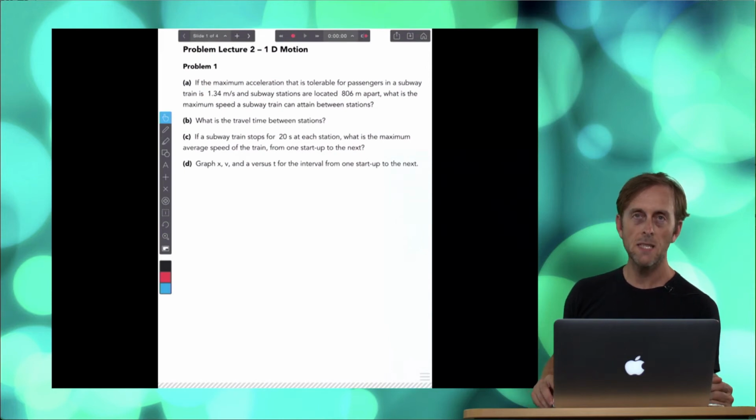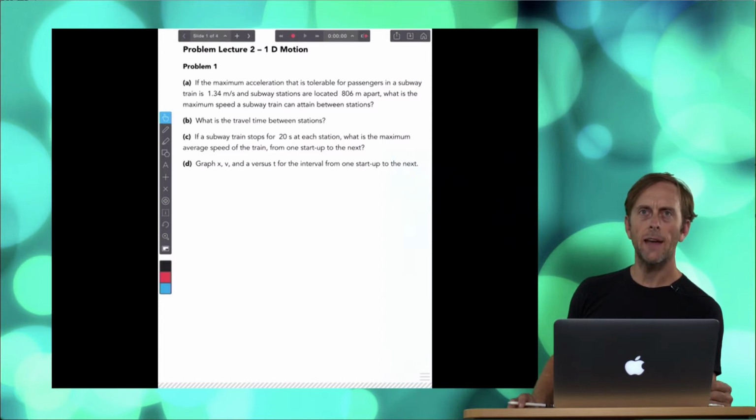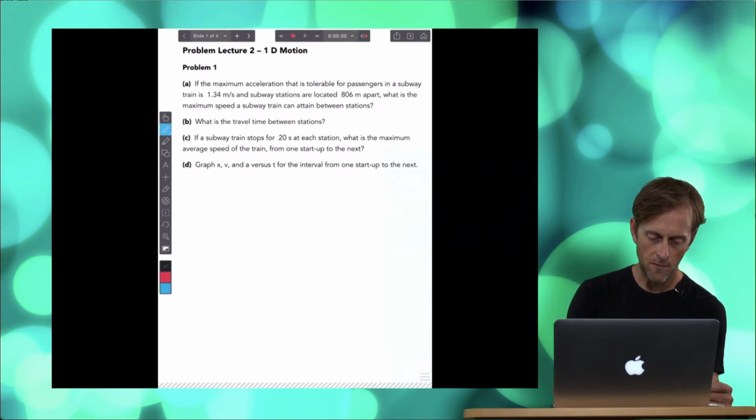So if we have a maximum tolerable acceleration for people on a subway train of 1.34 meters per second squared, and the stations are located 806 meters apart. So let's just draw that. We've got station A, station B, and the distance between them. It's always good to draw a diagram. It is 806 meters.